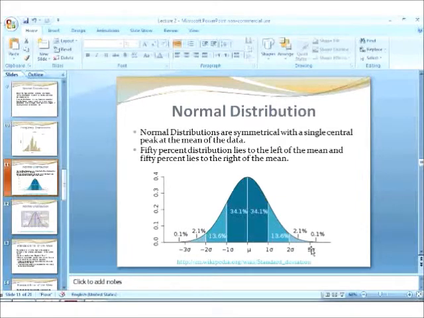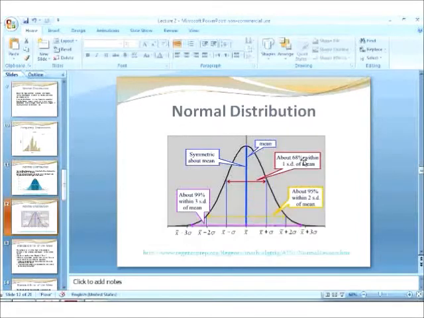Another thing is that when the data is normally distributed and we plot this curve, the area under the curve is 1, because 50% or 0.5 of the data set lies to the left and 50% lies to the right. So this is a perfect normal distribution curve of a data set.